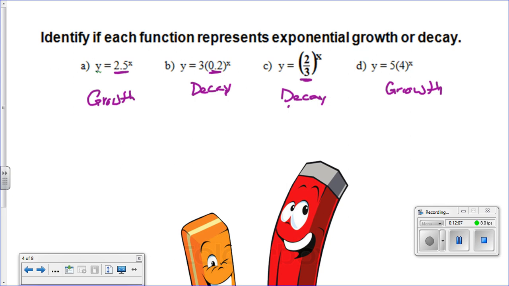Okay, so if the base is bigger than 1, it's growth. If the base is less than 1, it's decay. So big thing to remember, if this number right here is bigger than 1, it's growth. If this number right here is less than 1, it's decay.